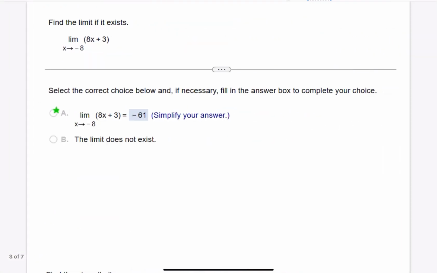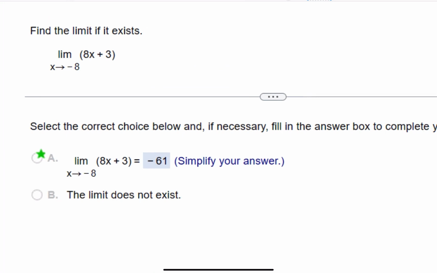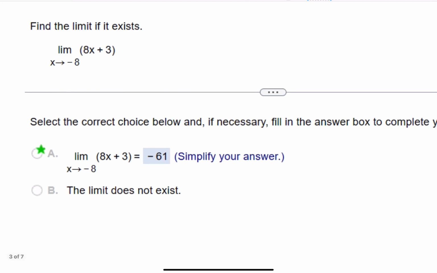Let's go ahead and take a look at the next one. Again, if this is too fast or too slow, you can always use the controls in your Canvas or in your video and make sure you have it customized to your speed. Let's go ahead and see the next one.